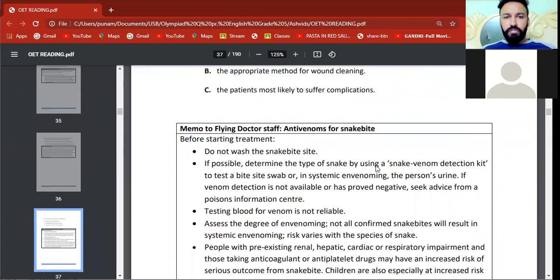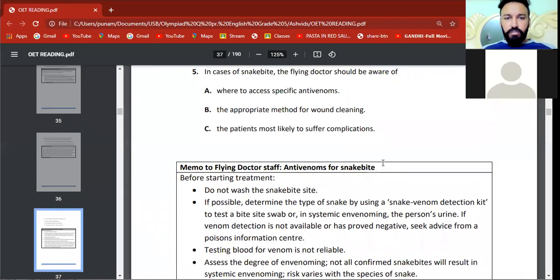Sir, I need to read the first point also. Sir, I think B option I should strike it off. B option, you want to strike it out? Because, sir, we cannot wash. Yes, sir. Because it's talking about wound cleaning, right? The first sentence says do not wash the snake bite site. You cannot wash it, right? Yes, sir. The option says appropriate method of wound cleaning.